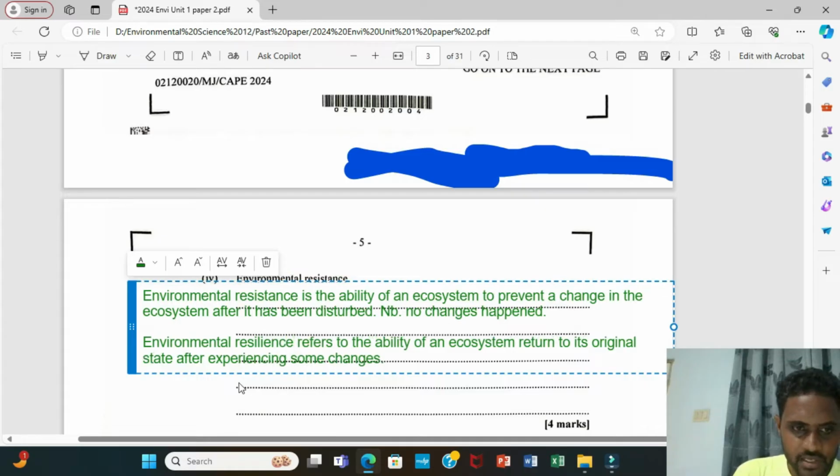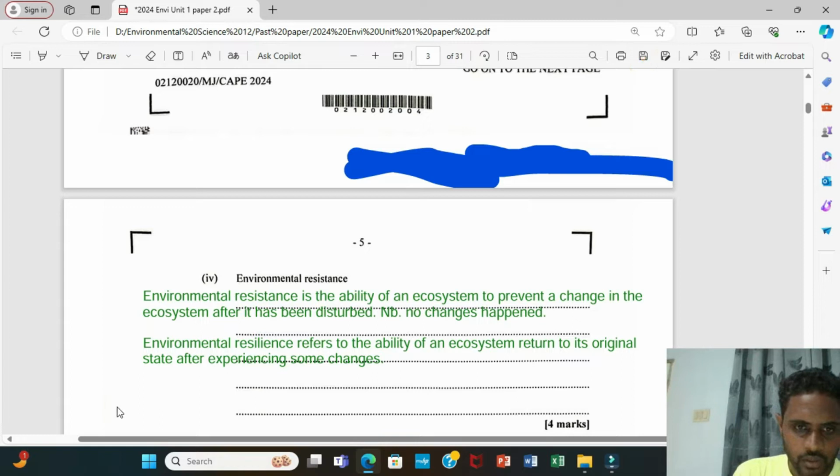Environmental resilience here, guys, refers to the ability of an ecosystem to return to its original state after experiencing some changes. So with environmental resilience, there are changes. For example, the disease came and destroyed a number of plants, but the plant seeds are left behind, and those seeds regrow while the disease passes. Those original plants germinate back, and the seeds grow back into those original plants. So it returned to its original state as before, even though the disease passed through and killed off many of the plants. In that case, I call that environmental resilience. It's very important that you know the difference between the two of them.